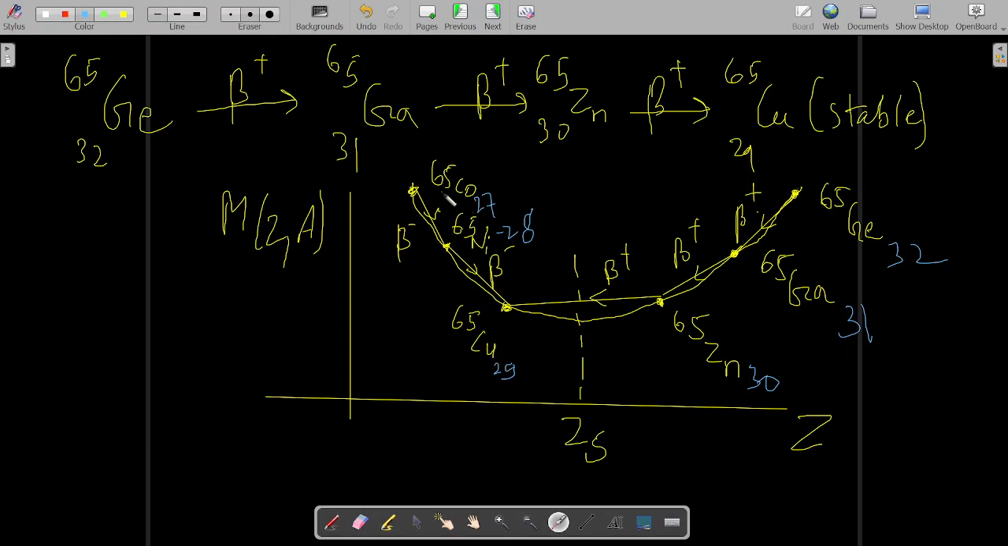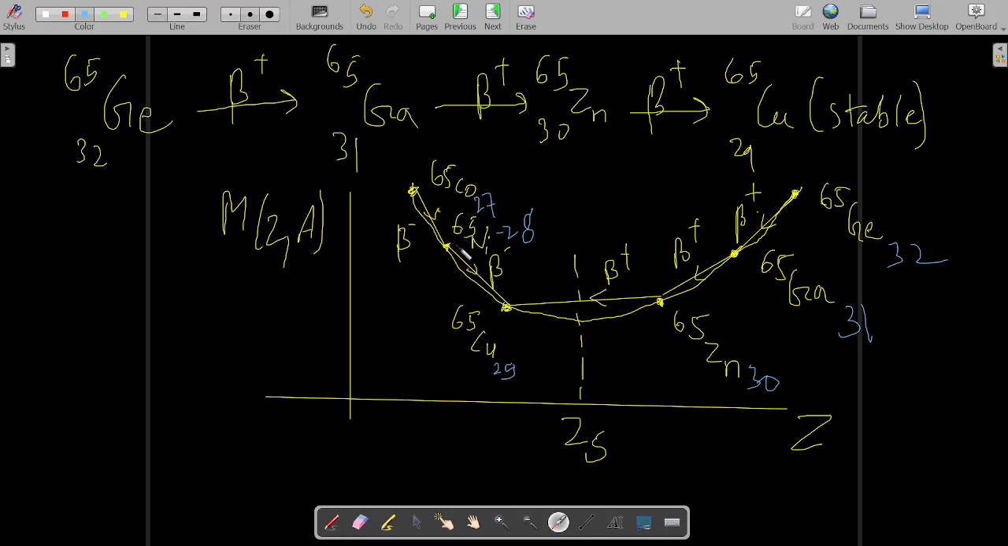So clearly those which lie on the left hand side of this curve, left hand side of copper, like nickel and cobalt, have insufficient protons. Over here protons are 27, required is 29. Over here protons are 28, required is 29. So they will undergo beta minus decay.